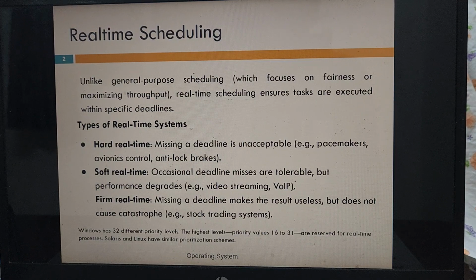So before we go to that, types of real-time systems. Hard real-time: missing a deadline is unacceptable. So if you miss the deadline, then the whole process becomes meaningless. Soft real-time: occasionally you can miss the deadline. It does not render the process meaningless, but the performance or the efficiency is going to degrade. And firm real-time: missing a deadline makes the result useless or meaningless, but it is not catastrophic. So these are just different types of processes. There are examples given, and I'm sure you can look up or think of many more.